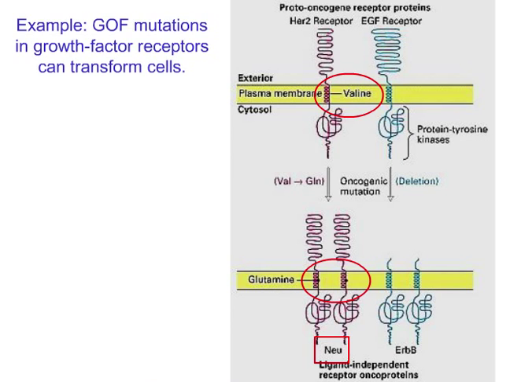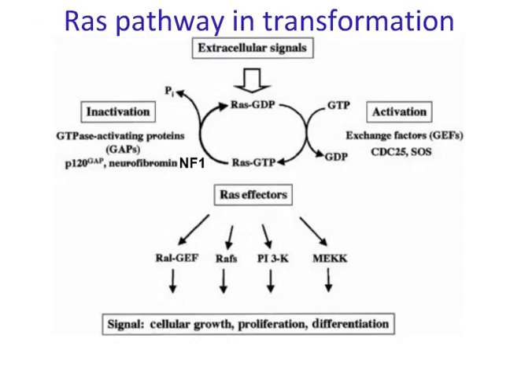Another example is deletion of the growth factor binding domain of the epidermal growth factor receptor HER1, also known as ERBB. Deletion of the extracellular growth factor binding domain allows the truncated receptors to dimerize and autophosphorylate in the absence of epidermal growth factor binding. This creates a hyperproliferation signal in the absence of growth factor stimulation.